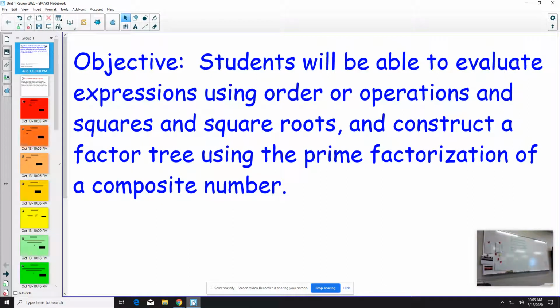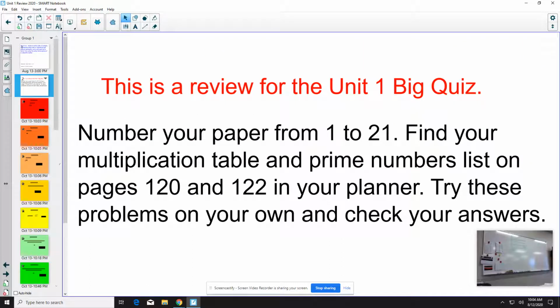This is Mrs. Show. Today we're going to review for our Unit 1 big quiz that is going to take place tomorrow. So we're going to review order of operations, square roots, and prime factorization. What I need you to do is get a piece of paper and number it 1 to 21. Find your multiplication table and your prime numbers list on pages 120 and 122 of your planner.